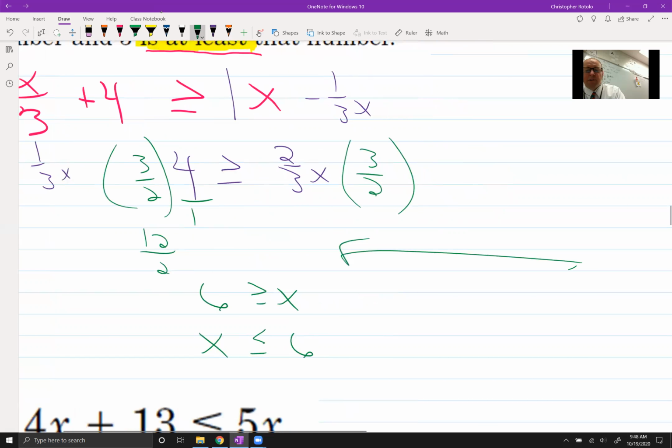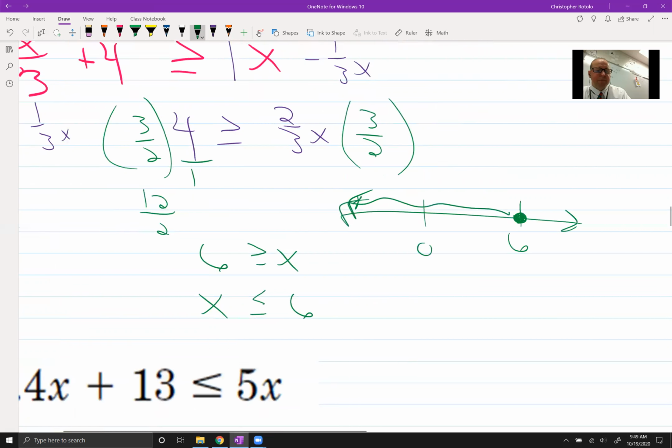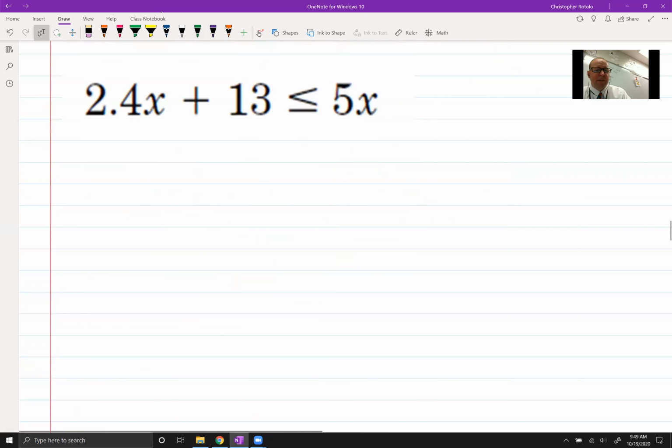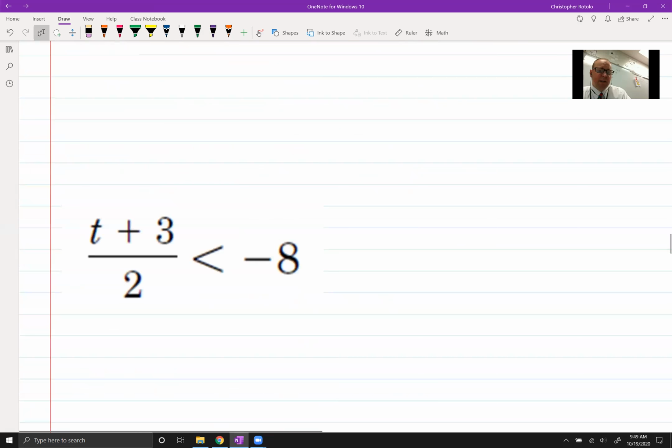So we can put that on the number line as well. Here's 0, here's 6. I see an equals to, so it does count. We're going to fill that in. And x is to be less than that. So whoop, there it goes. That's what we're moving up to, putting variables on both sides. I think you have the idea.